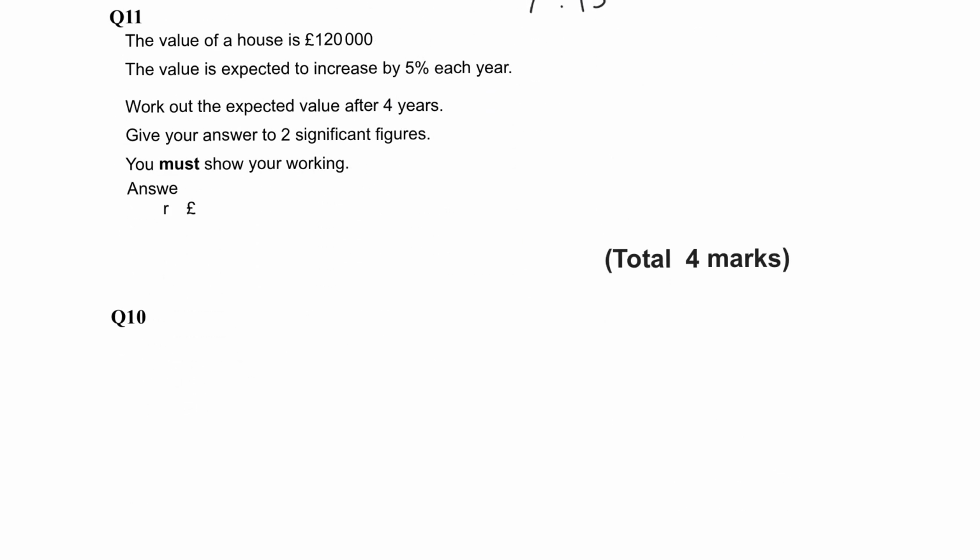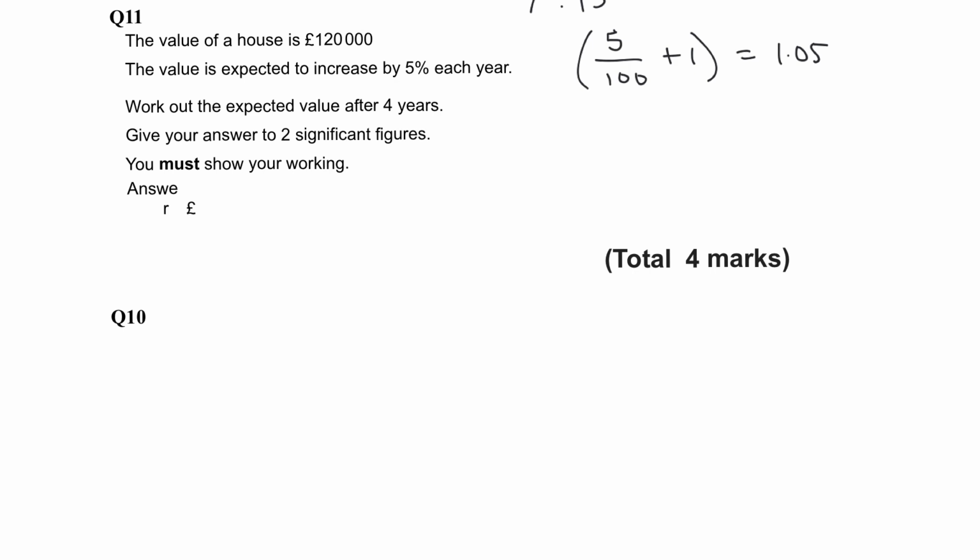Then the next question says the value of a house is £120,000, and the value is expected to increase by 5% each year. It wants us to work out the expected value after 4 years and give your answer to two significant figures. So if it's going to increase by 5% each year, this is a bit like compound interest. When it comes to compound interest questions, you can do the rate divided by 100 plus 1, and that should give you 1.05.